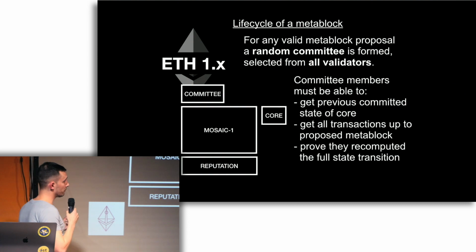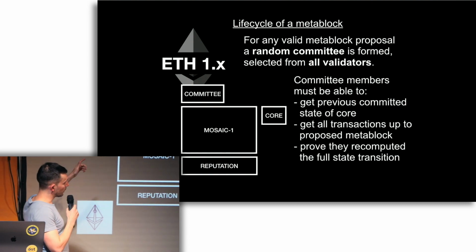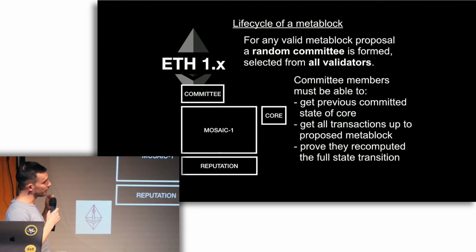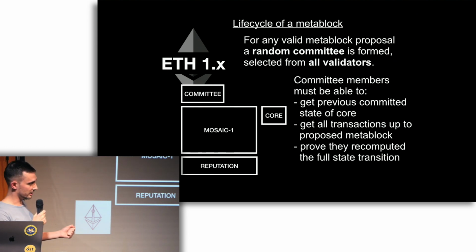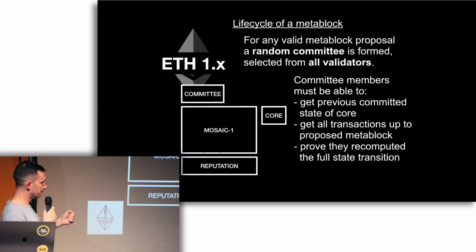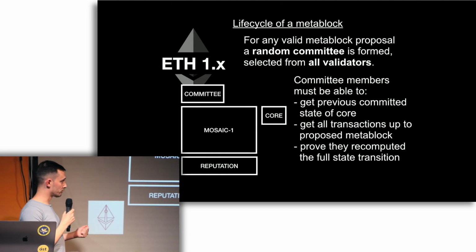And in order to successfully do that, these committee members must be able to get the previous state of the core that was committed. So the previous commit, which might be a day old, a week old, they need to be able to get the snapshot of that state database. And then they need to be able to get all the transactions that are the proposed state transition in this Metablock.